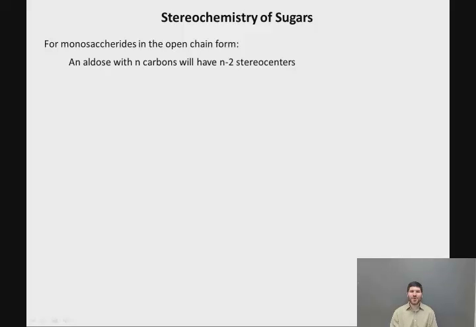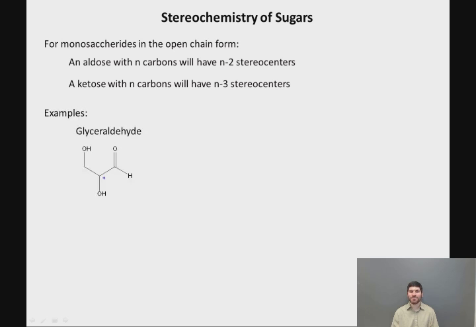Any discussion of the organic chemistry of carbohydrates necessarily involves a detailed look at stereochemistry. So in this lesson, I'm going to give you the ground rules as far as the stereochemistry of sugars. Okay, so for monosaccharides in the open chain form, an aldose with N carbons will have N-2 stereocenters, and a ketose with N carbons will have N-3 stereocenters. Okay, so let's look at some examples of this.